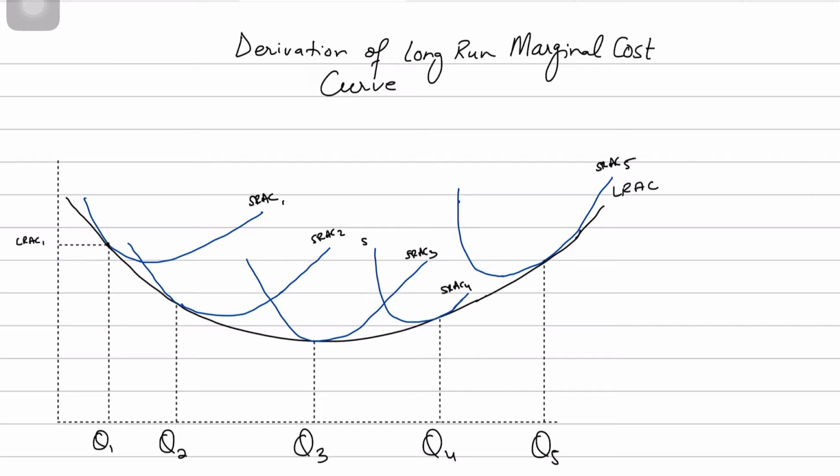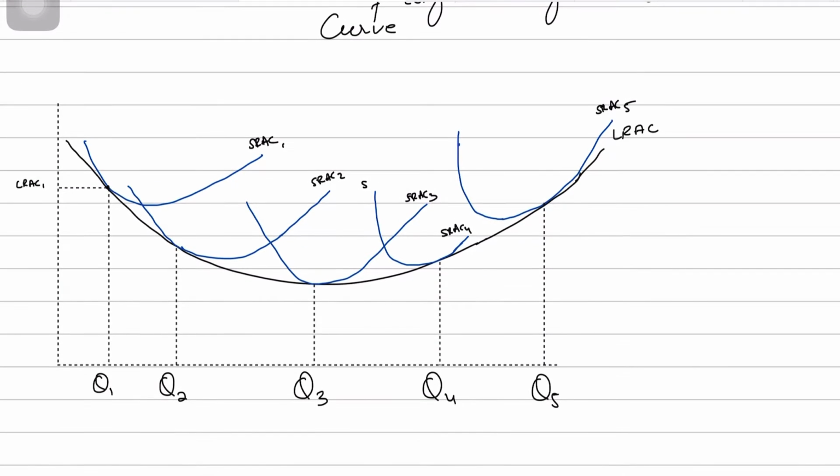Now guys, look at the graph that you can see below. You have 5 different short run SRAC curves or plant curves, and like I said, they're representing 5 different plant sizes, and then you also have your long run average cost curve. Now you can see that your short run average cost curve is tangent to the long run average cost curve at 5 different points. Let's call this point A, let's call this point B, let's call this point C, let's call this point D, and let's call this point E, right?